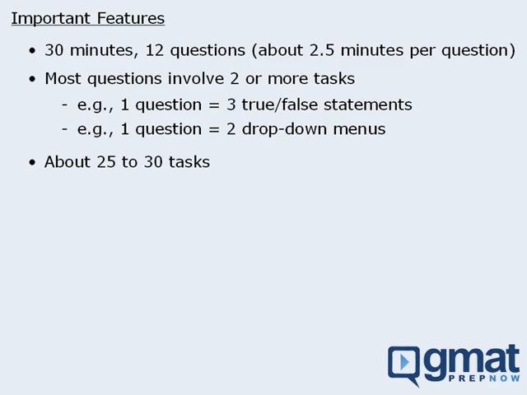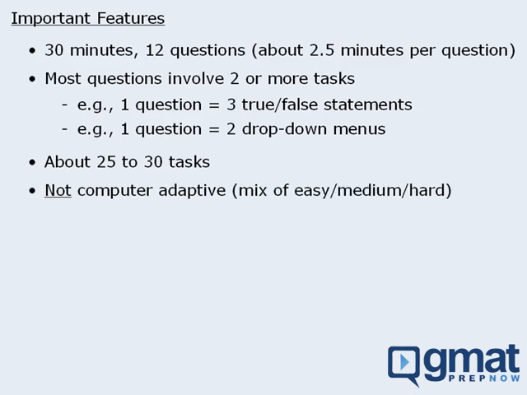So even though this section has 12 questions, you will likely have to complete a total of 25 to 30 tasks. Another feature is that unlike the math and verbal sections of the GMAT, the integrated reasoning section is not computer adaptive. In other words, the difficulty level of each question is not based on whether or not you correctly answered the previous question. This means that you can expect to find a mix of easy, medium, and difficult questions. So don't be alarmed if you encounter a super easy question. It does not mean anything about whether or not you answered the previous questions correctly.